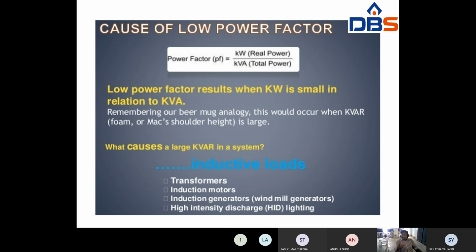That means because of all these equipments, the power factor may come to low. So to improve that power factor, we have to utilize some equipments or some devices that are connected across the equipment.